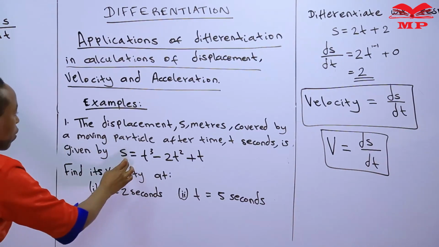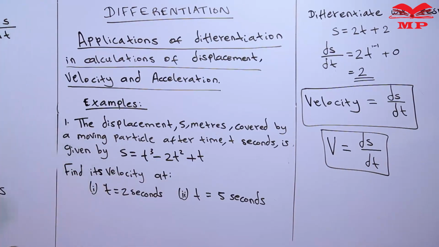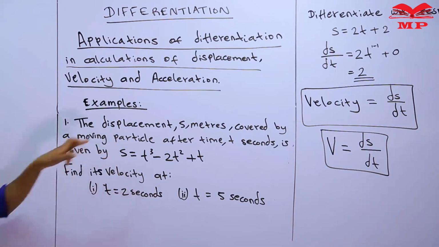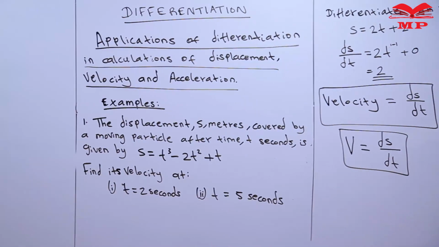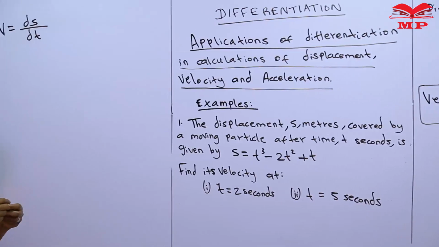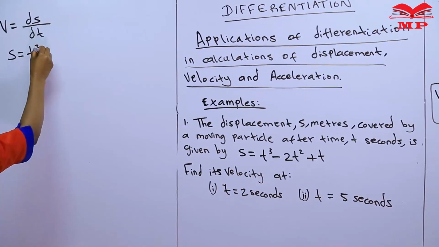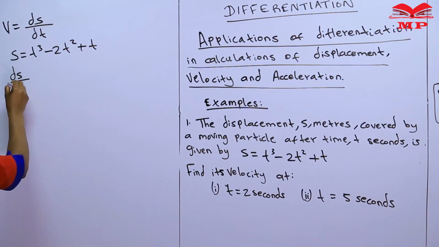So this is the equation for displacement s and the time t. We want to get the velocity at time t equal to 2 seconds. So for the solution, we first want to get the gradient function for this equation, which will give us the velocity. When we want to get the velocity, we have seen it is simply ds all over dt. So we are differentiating the equation with respect to t. We have s is equal to t cubed minus 2t squared plus t. So we find ds all over dt.